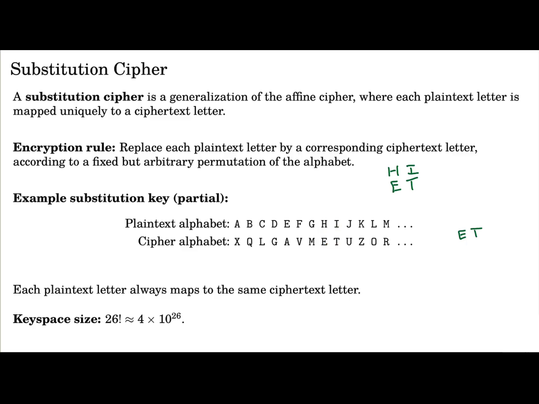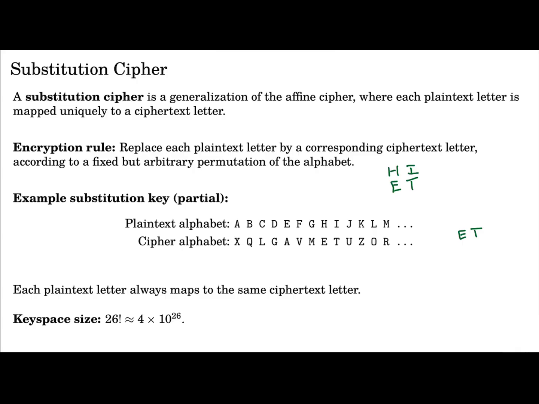Now this gives a much larger key space. There are 26 factorial ways of permuting the 26 letters. How many ways can you permute 26 letters? 26 factorial. That's a huge number. It's approximately of order 10 to the 26. So brute force is not a realistic attack for this. But this still doesn't mean that this cipher is secure.